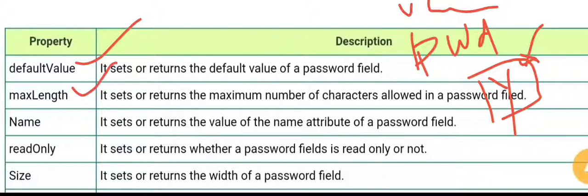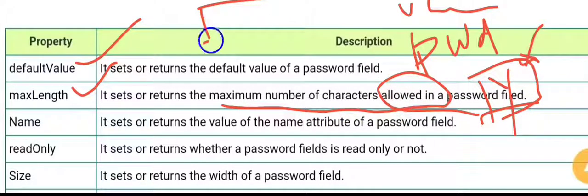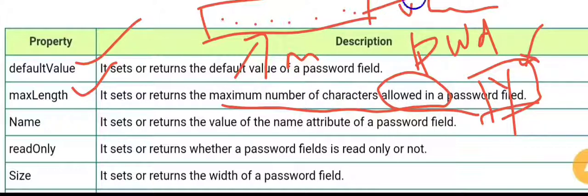Next one is maximum length. It sets the maximum number of characters allowed in the field. For example, this is my single line password field. The number of characters allowed in the password field, we call the maximum length. For example, if I mention 15 characters, then you need to enter only 15 characters. You are not going to enter more than 15 characters. What it means is the maximum length will be available up to 15 characters only, so you are not allowed more than 15 characters in the password field.